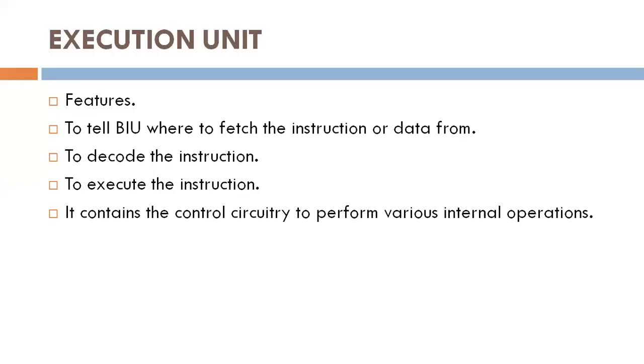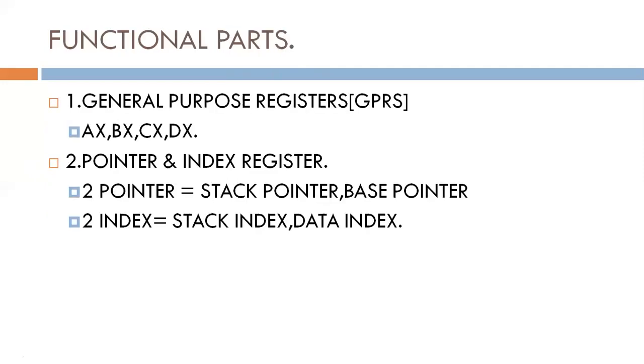So next, the execution unit. Its features are: it tells the bus interface unit where to fetch the instruction or data from, and it decodes the instruction and executes the instruction. Also, it contains the control circuitry to perform the various internal operations.